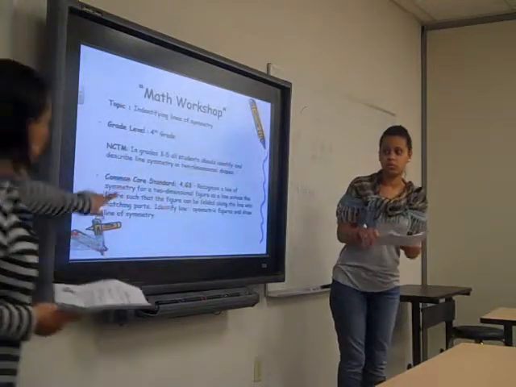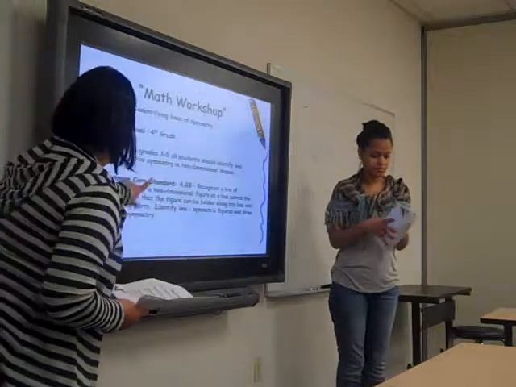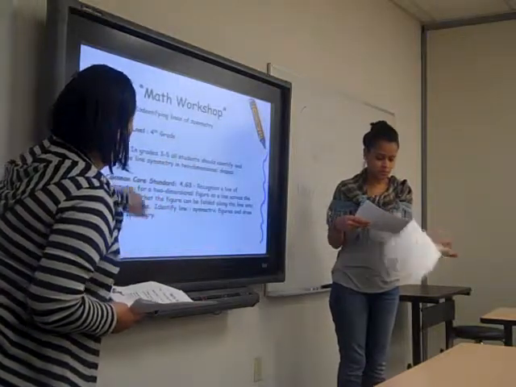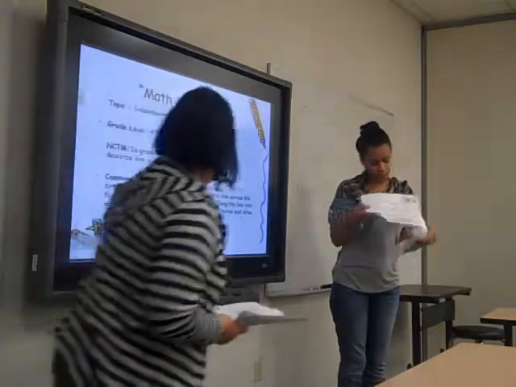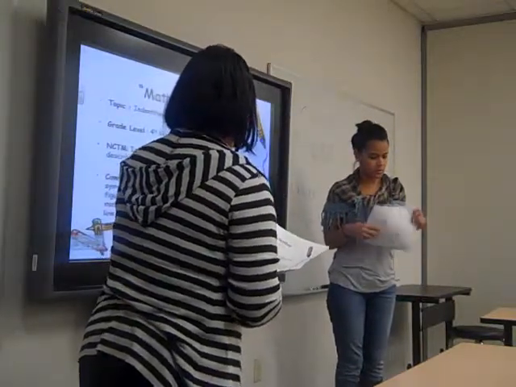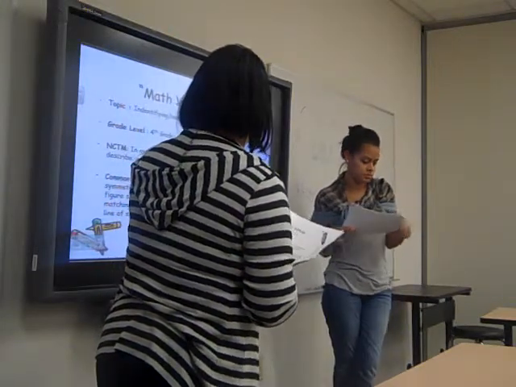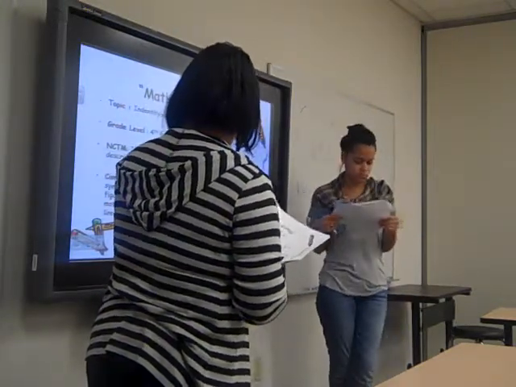Do you want to go ahead? Yeah, and I only took one of the course standards, or we took one of the course standards, which we're going to be doing today. It says to recognize a line of symmetry for a two-dimensional figure as a line across such figures, such that the figure can be folded along the line into matching parts.